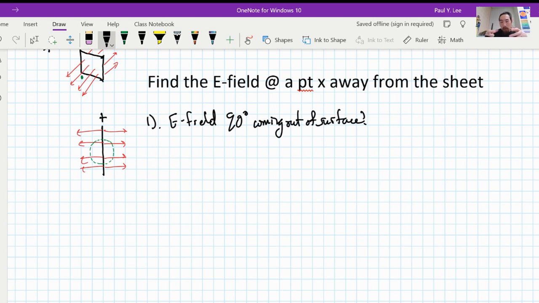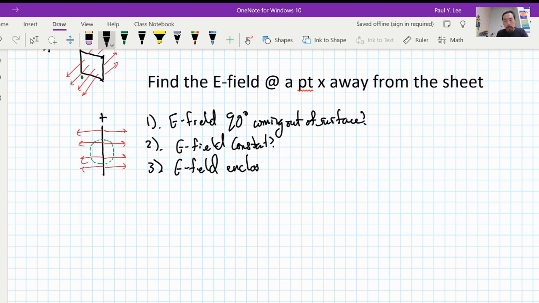Remember we were talking about all these tiny little windows that the E field can come out of. So is the E field coming out at 90 degrees? Two, is the E field constant out of every window? Three, is the E field enclosed? Close, right? Those are the three requirements.